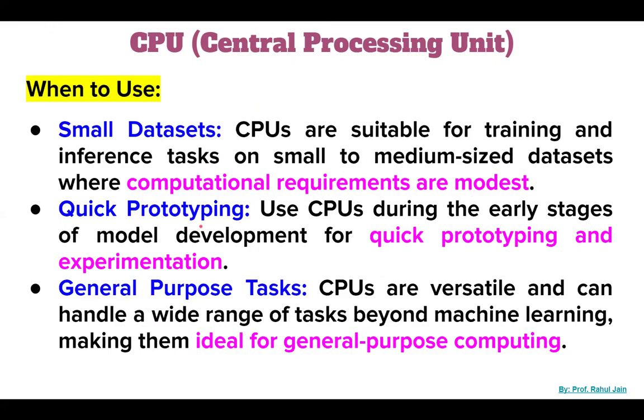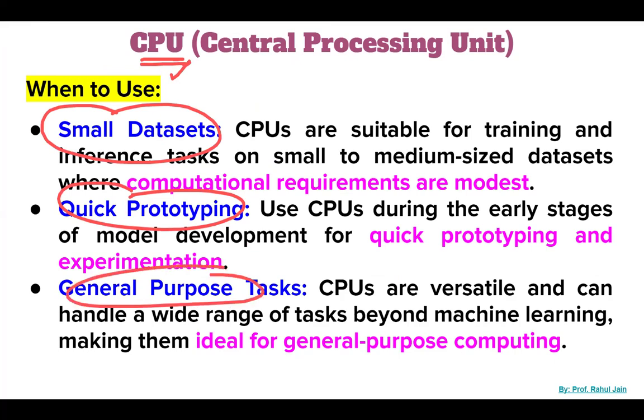So when to use it? When we have small data sets, we can go for the CPU, because the computational requirements are modest in that case. If we are doing quick prototyping for experimentation during the early stage of model development, then we can go for CPU. For general purpose tasks, we can use CPU because it is versatile and can handle a wide range of tasks. So it is ideal for general purpose computing, right?